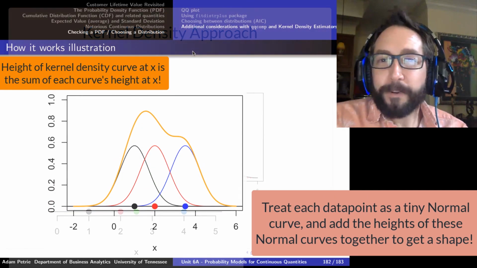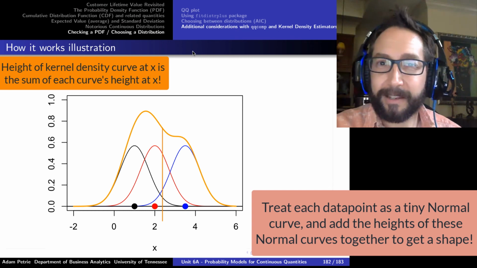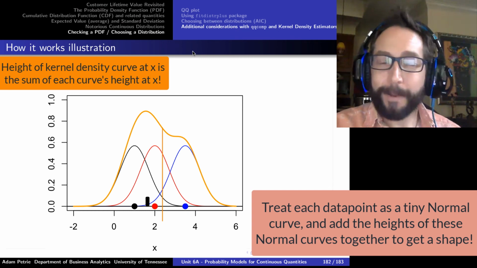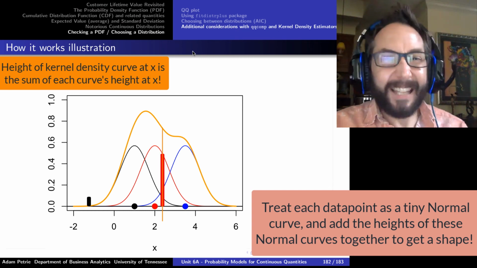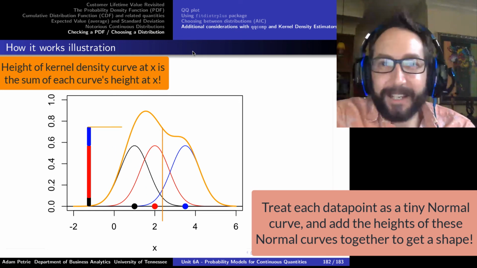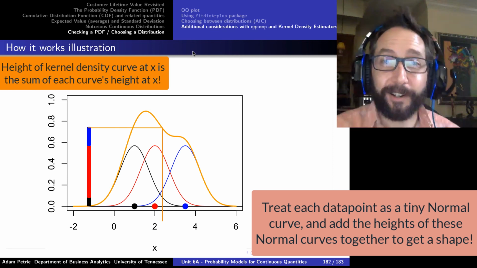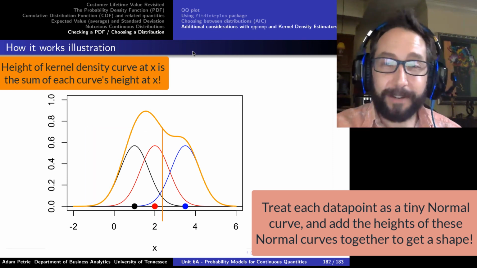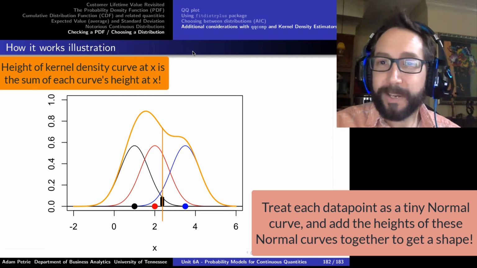If we just represent the black point by a small normal curve, the red point by a small normal curve as well, and then just add up the heights of all those curves, well, we get a nice smooth approximation for maybe what the curve of the PDF that's generating that data. And so we go with that.